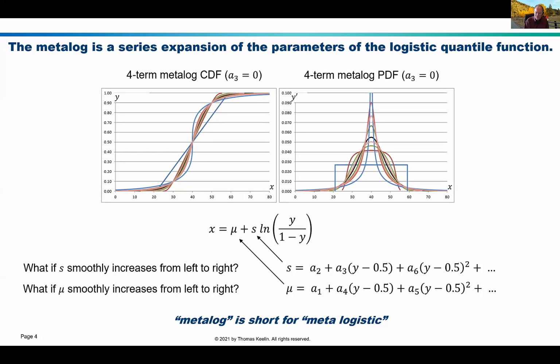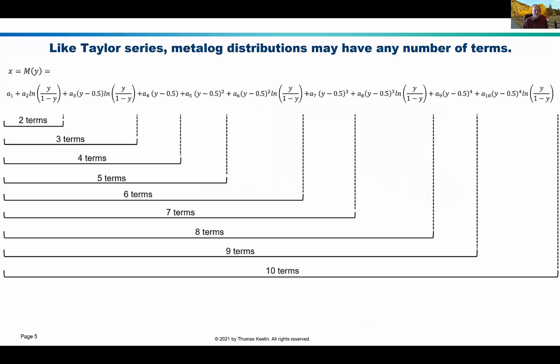Metalog is short for metalogistic, meaning a generalized form of the logistic distribution. If we just simply plug in mu and S from these equations, we end up with as many terms as we want in a Metalog distribution. And like a Taylor series, it can have any number of terms.